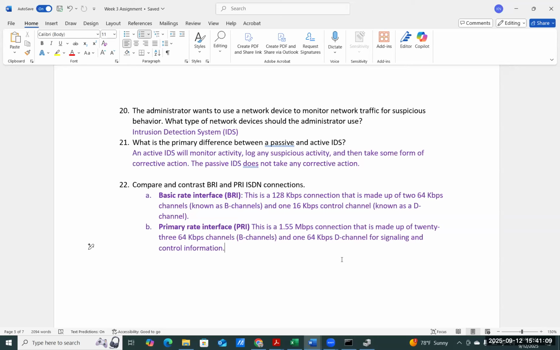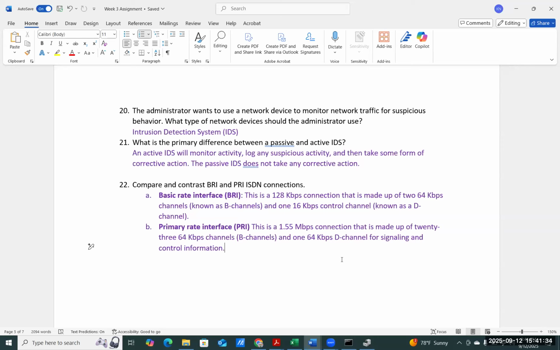So for the BRI, we double 64 kilobit per second at the B channel. And one of the channels is 16 kilobit per second. This is only used for control, and that's called the D channel. So when you set up these connections, you have to configure the B and the D channel. One for control, and the other one is for data throughput.